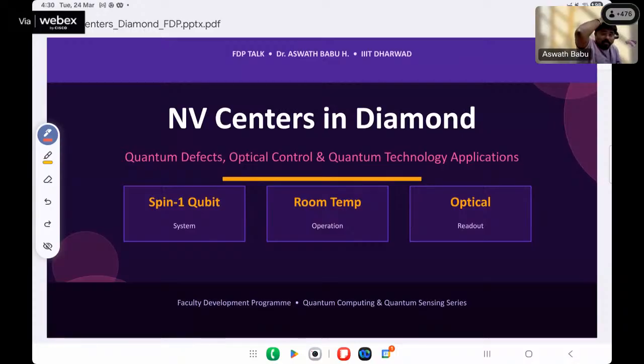Right. So just like in silicon, we can have defects also in the case of diamond material.